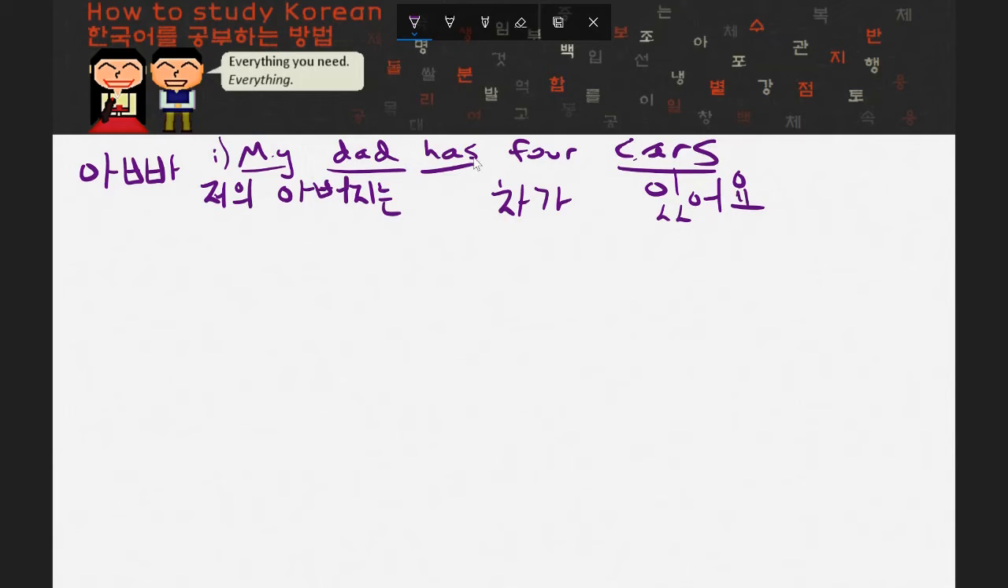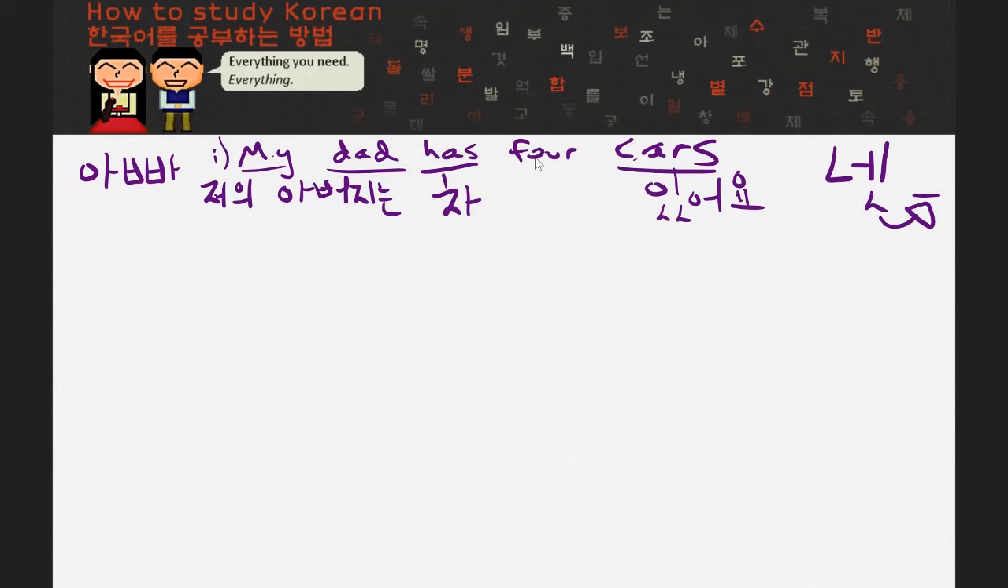However, if I want to indicate that my dad has 4 cars, I still need to use, of course, the noun 차 to indicate that it's talking about cars. However, I also need to indicate that there's a certain number of cars by using a counter. Now, the word for 4 in Korean, when I'm using it to count something, is net. However, if I'm counting something and there's a counter after that, I actually don't use this letter at the bottom and it just becomes ne.